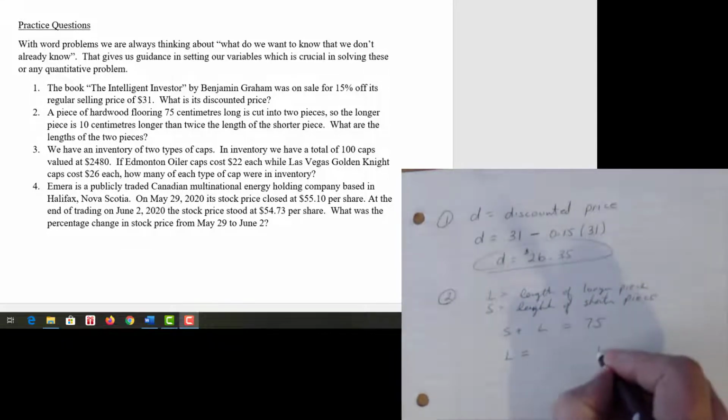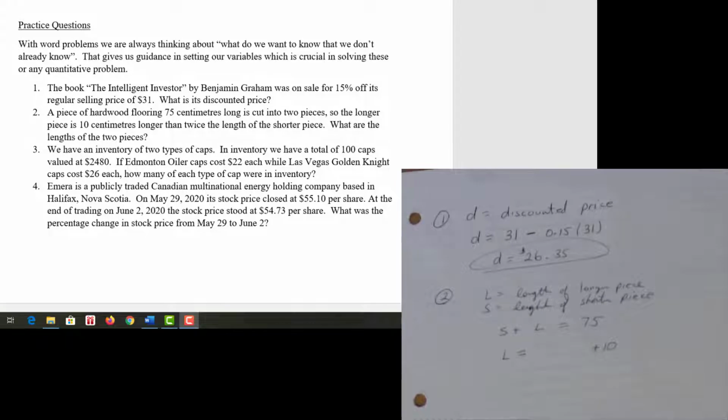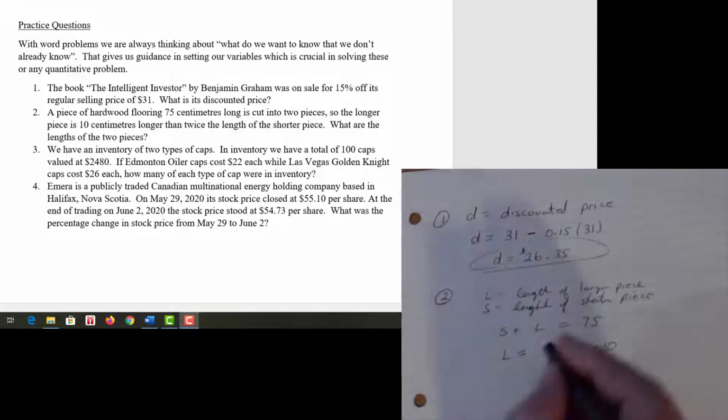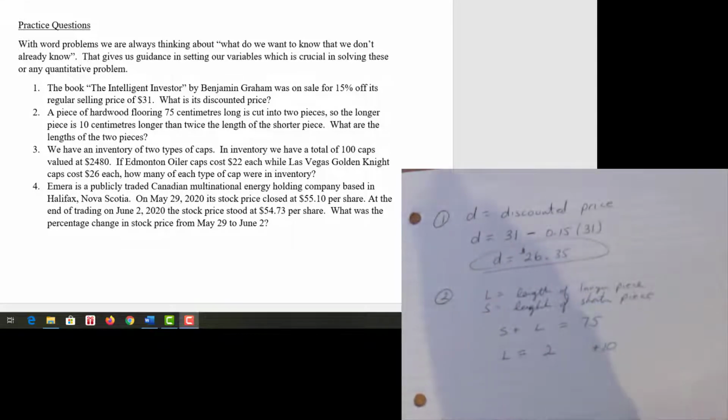That sounds like an addition to me. It's longer than, right? So I'm going to add that 10 centimeters to whatever I see next. Twice, that's a 2, the length of the shorter piece, which we'll call an S. I'm drawing the S a little funky so it doesn't look like a 5. But now we have our two equations, and we have two unknowns.